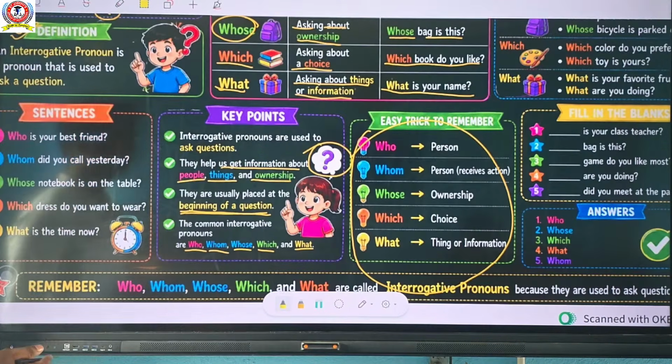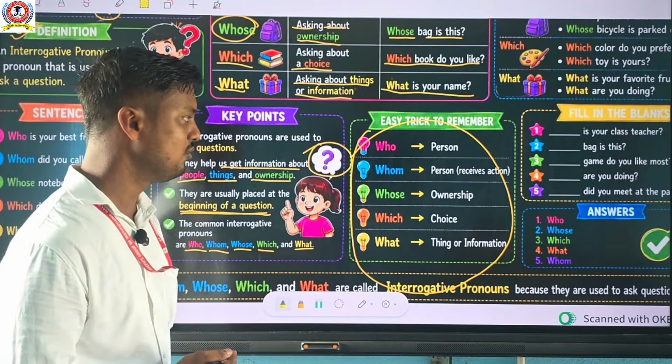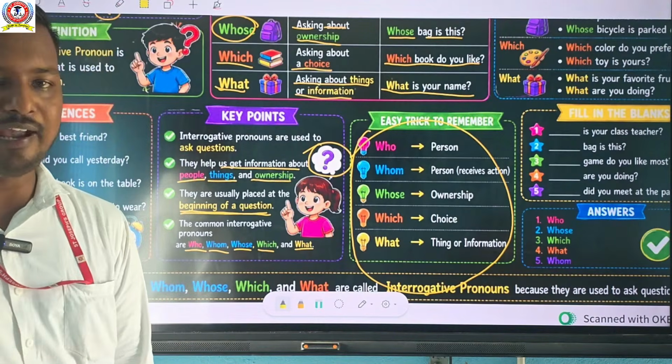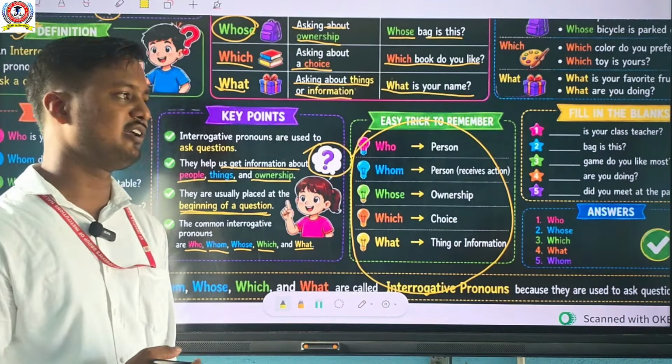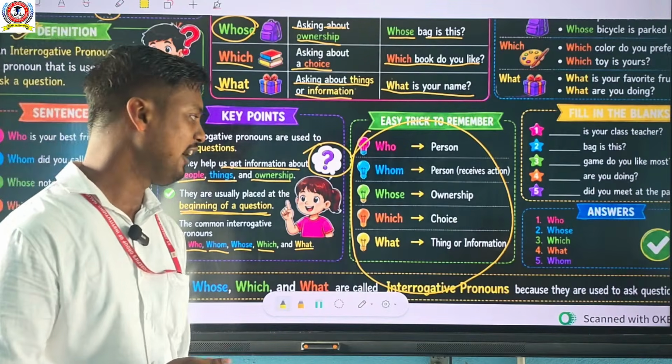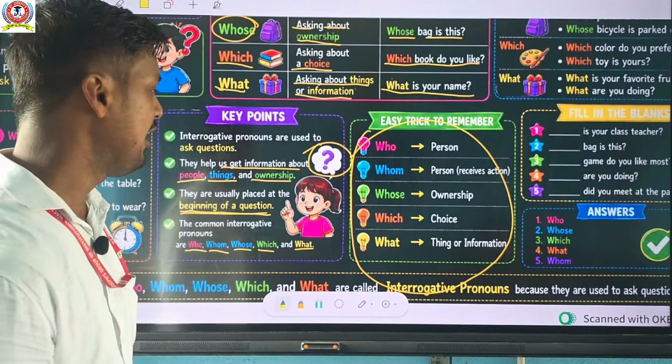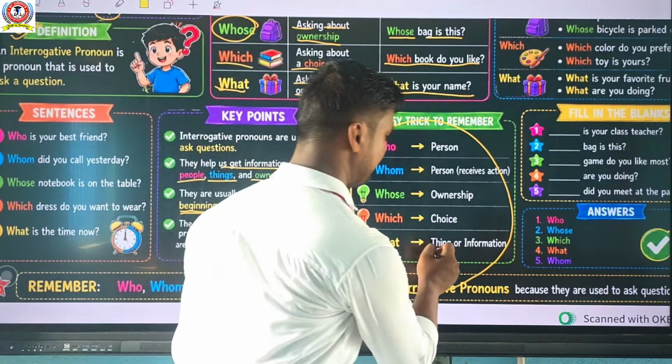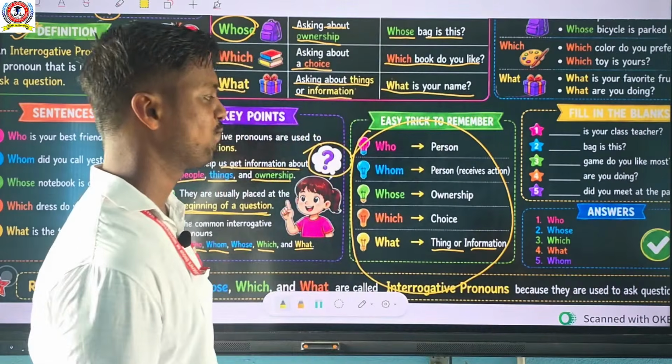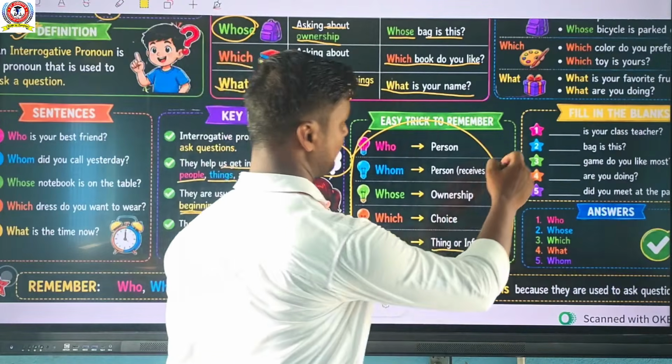Who refers to a person, and whom is used for a person receiving an action, whose is used for ownership, which is used for a choice, and what is used for a thing or information. Okay. Then there are some questions for you.